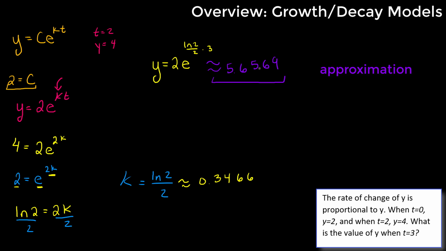And if we're in AP calculus, remember to always round to 3 decimal places. So we can go ahead and state that this is approximately 5.657. That will be the amount of y. We're not really given any units for y, whether it was money or whatever it may be. So we'll just say y is approximately equal to 5.657 at t equals 3.